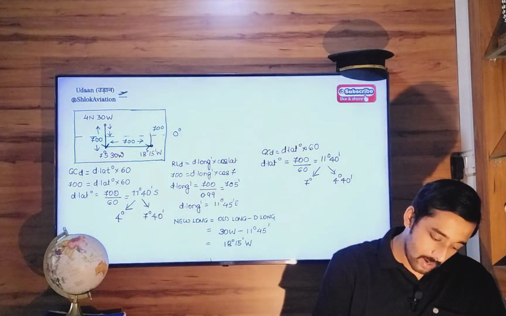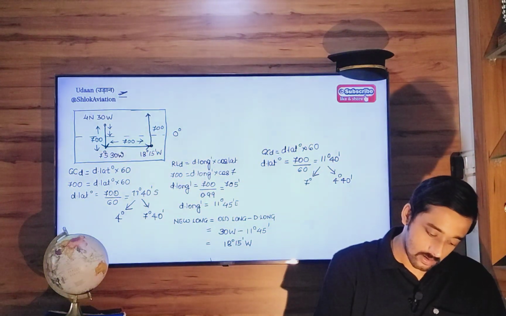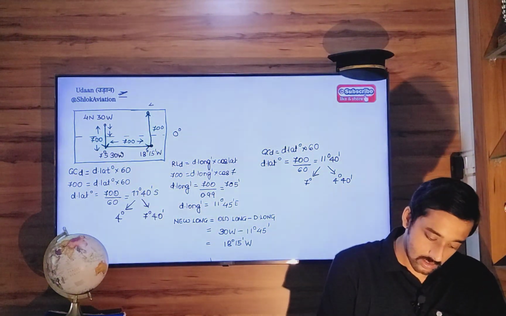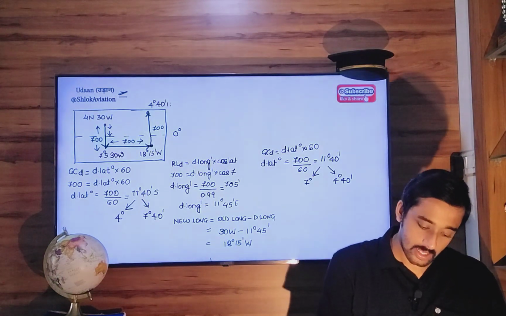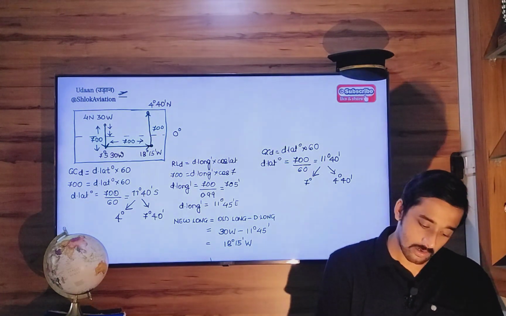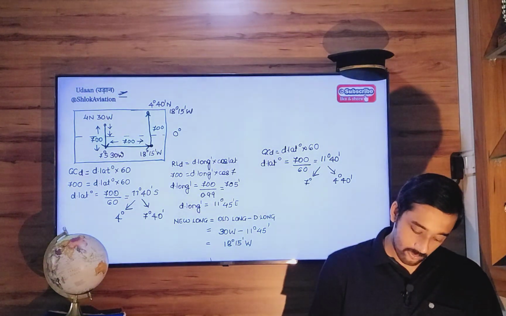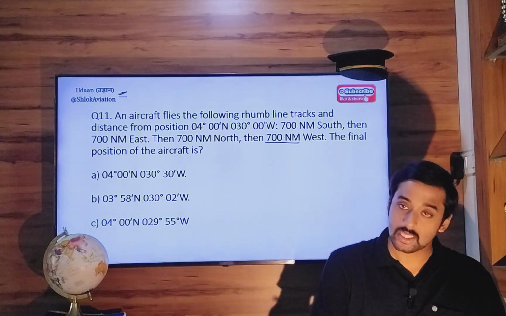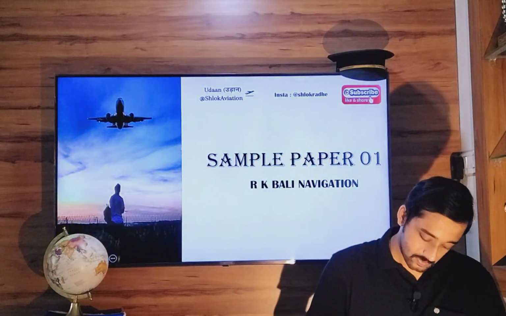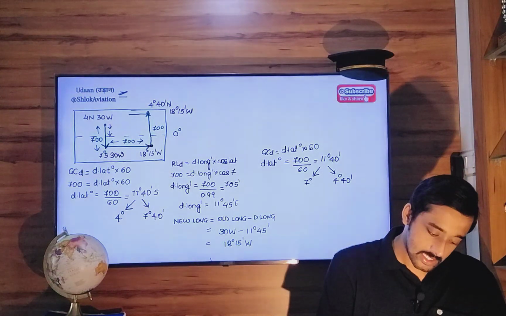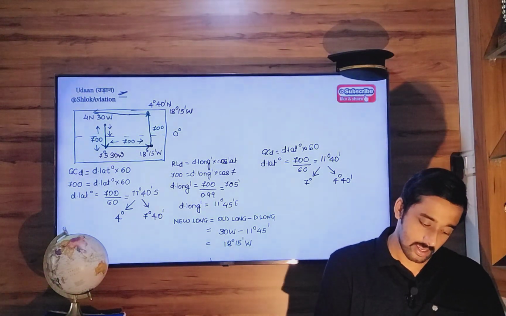So a little bit above over here, 4 degree 40 minutes north latitude. Correct? And longitude is the same, 18 degree 15 minutes west. Now from here we travel again east, correction, again west for 700 miles. Okay, so we are traveling west again 700 miles somewhere here.